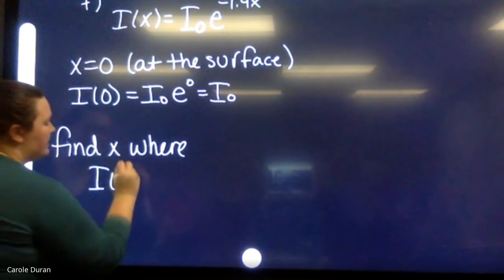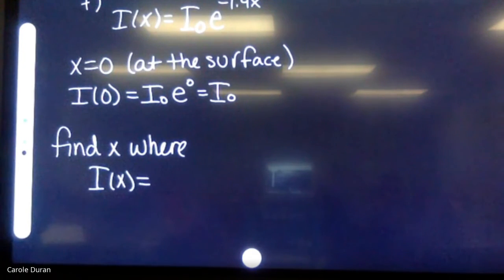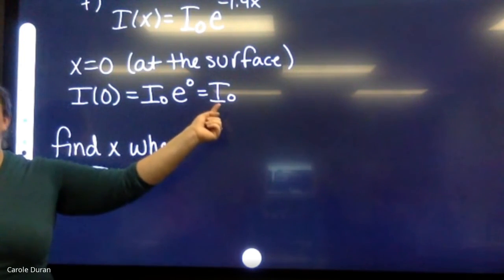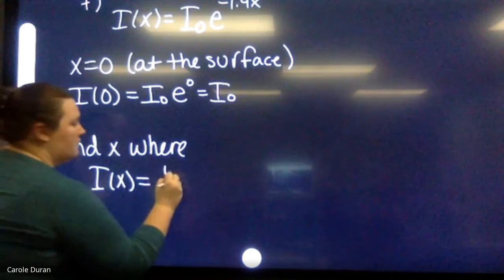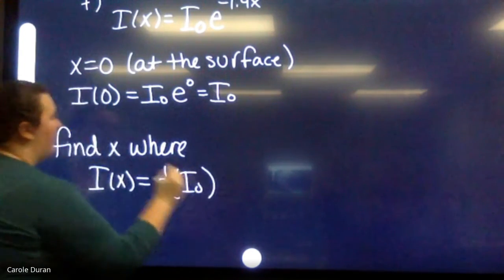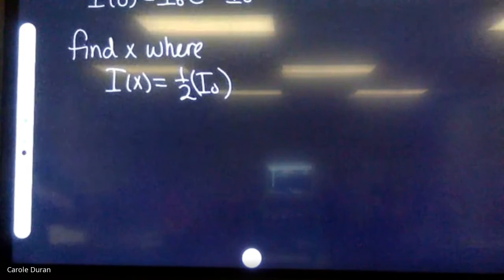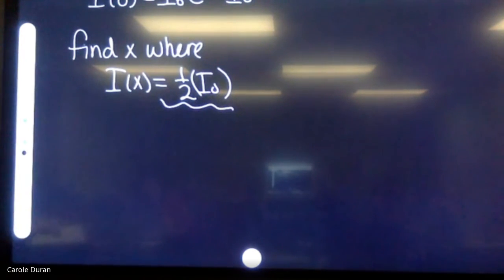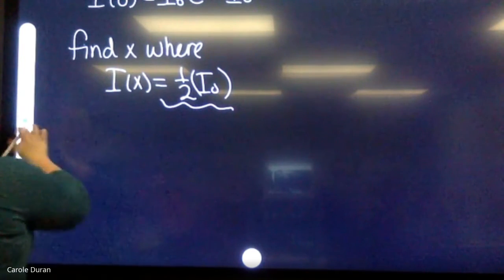So I of x at depth x equals 1/2 of its intensity at the surface. What was the surface intensity of my water? I naught. So 1/2 of that is just 1/2 I naught. My goal is to find the x where I of x equals 1/2 I naught. So we're going to take this 1/2 I naught and put it where the I of x is in that equation.